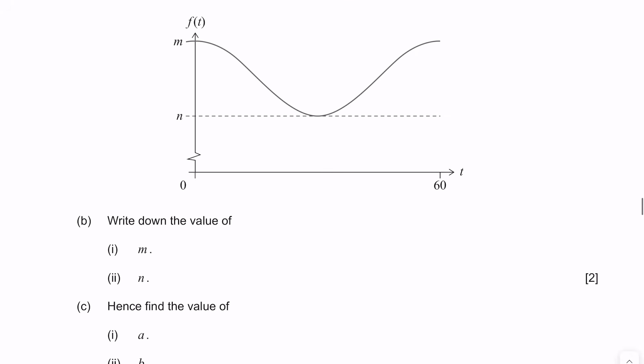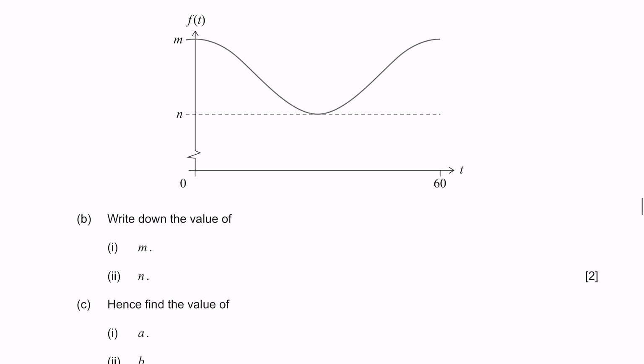So what is m? M is the highest point, and it is, once again, 120 plus 30, or 150 centimeters off the ground. N is the lowest point, and it is only equal to 120 centimeters.